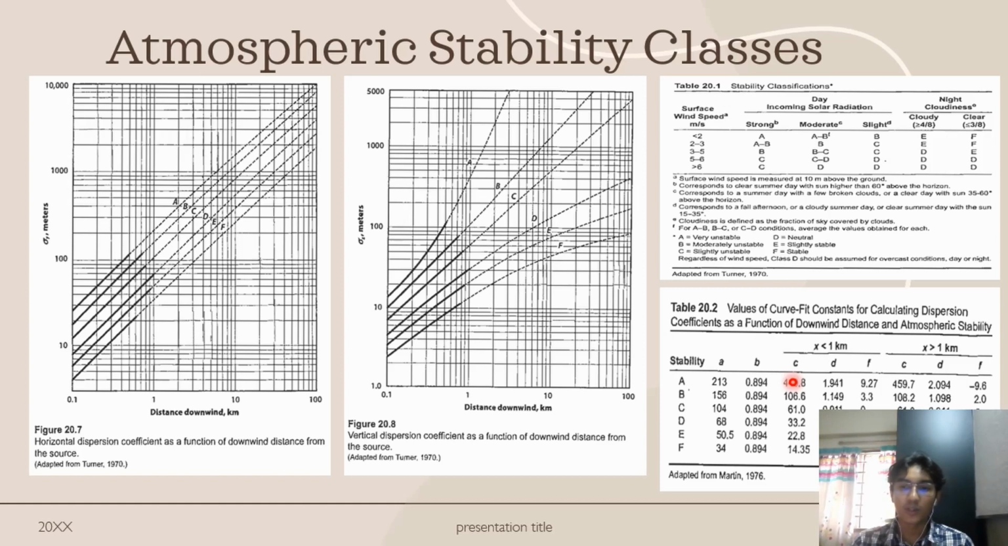Now on the top right, we have table 20.1, which is the stability classification. And below it, we have table 20.2, which is the values of curve fit constants for calculating dispersion coefficients as a function of downwind distance and atmospheric stability.